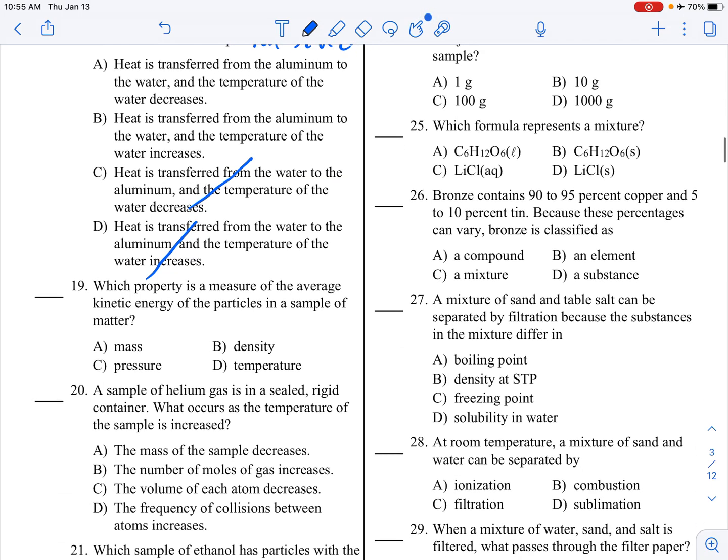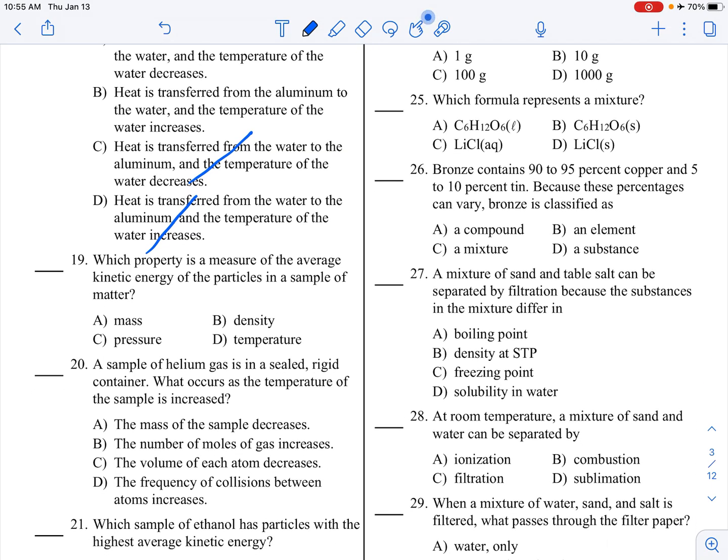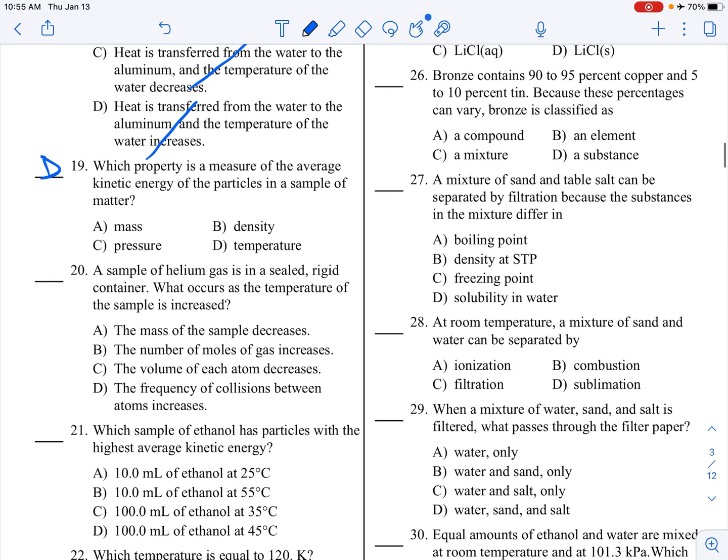Which property is a measure of average kinetic energy? Average kinetic energy is temperature. They are synonyms. A sample of helium gas is in a sealed, rigid container. What occurs as the temperature of the sample increases? So helium gas and the temperature increases. So that's not going to change. That's not going to change. That's not going to change. None of those are changed by an increase in temperature, but they're going to knock around a lot more.